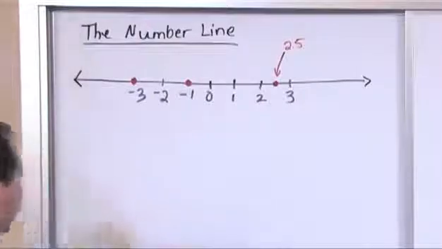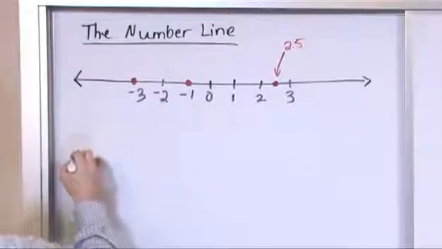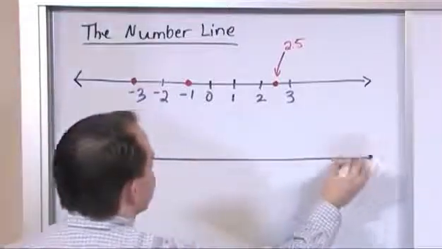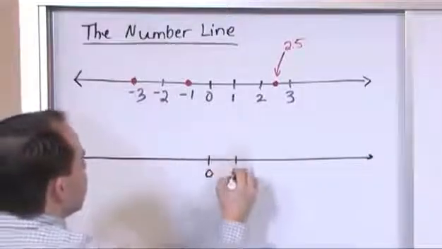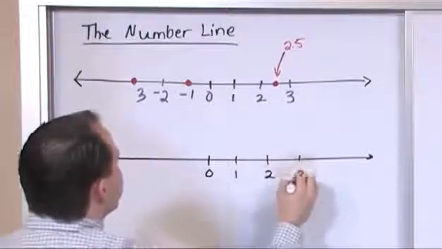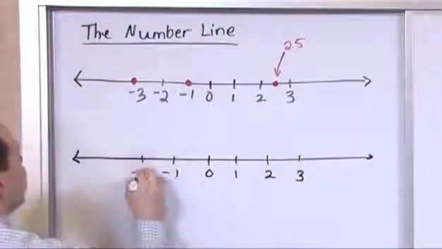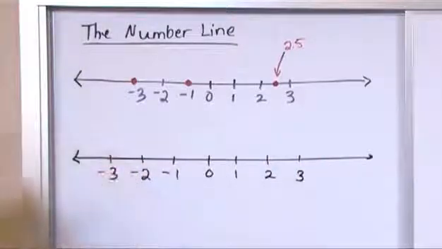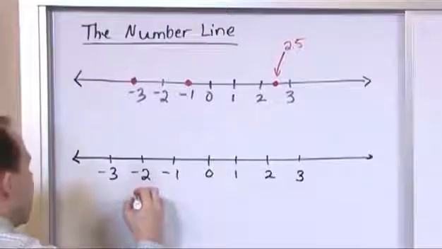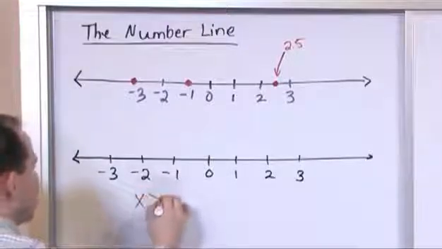Now let's say that I wanted to do a little bit more with that. Let me draw another number line. I'm going to do the same thing as before: 0, 1, 2, 3, -1, -2, -3. Now, what if I wanted to graph the inequality x is greater than -2?